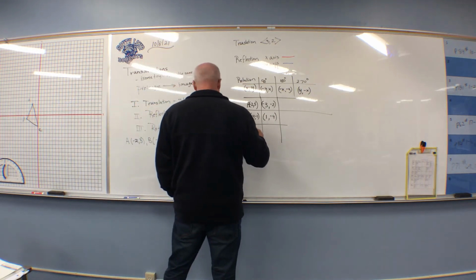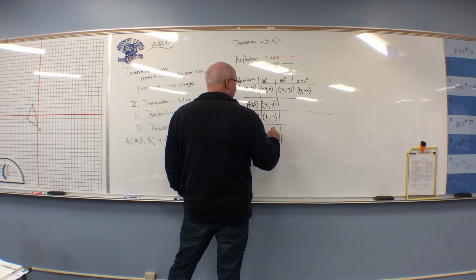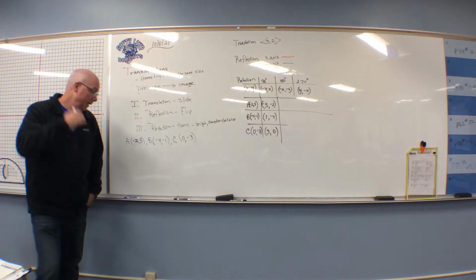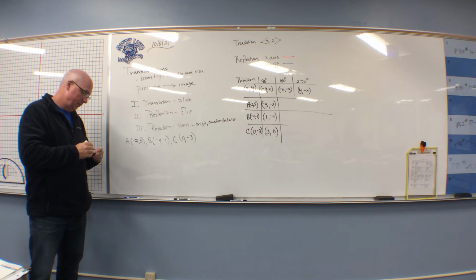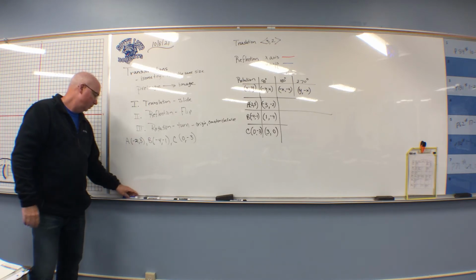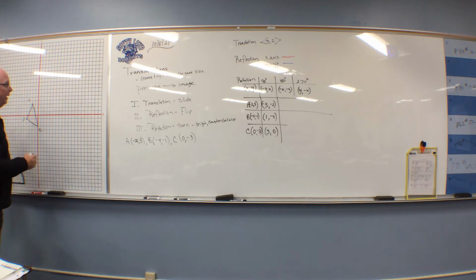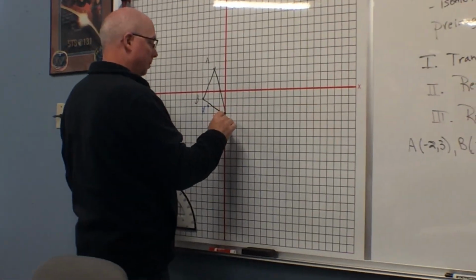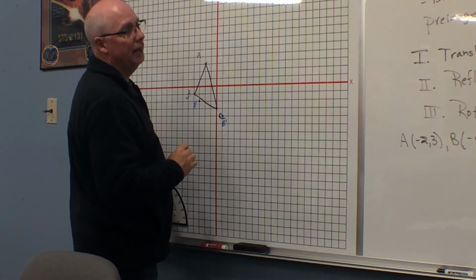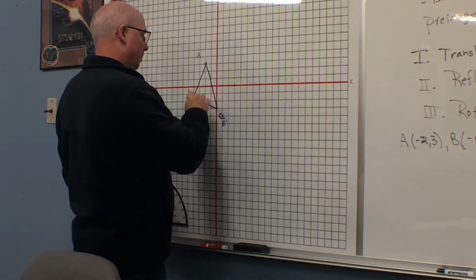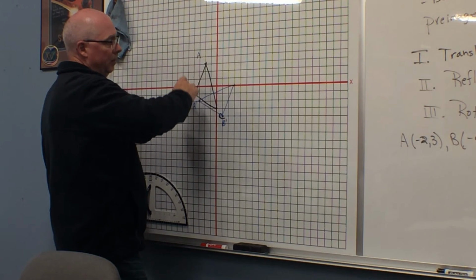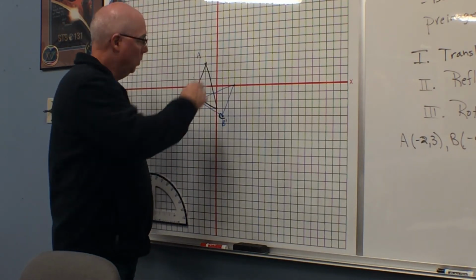Alright, so C is 0 and -3, so I'm going to move the -3 to the y spot, make it positive, and then 0 ends up being the same. Now let me show you what it looks like. A is a -3, a -2. B is 1 and -4. And C is 3, 0. So what it's doing is it's rotating this way.